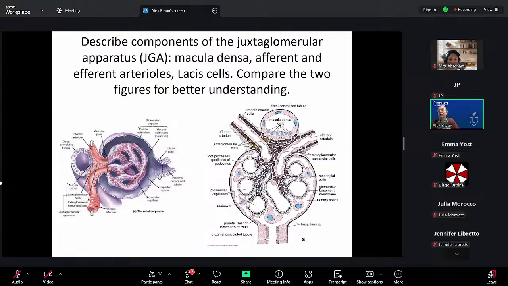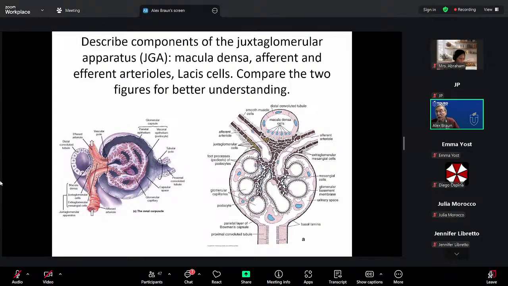The juxtaglomerular apparatus consists of three elements. The thick ascending limb of Henle, also called sometimes the distal straight tubule, or even distal convoluted tubule. See in this diagram, it's called distal convoluted tubule. Different places have different terminology, so it can be confusing. I want to help prevent some confusion.